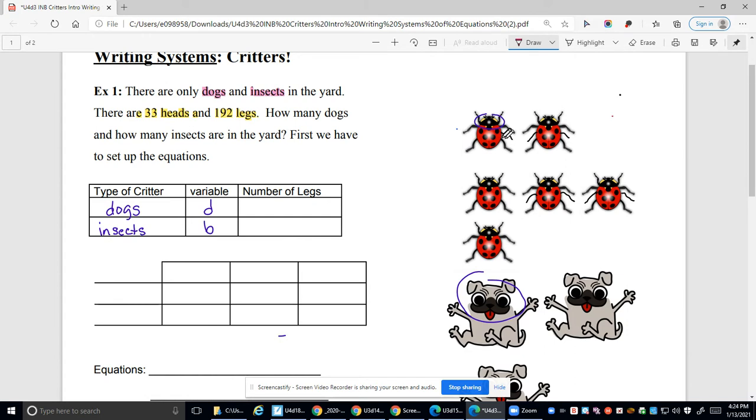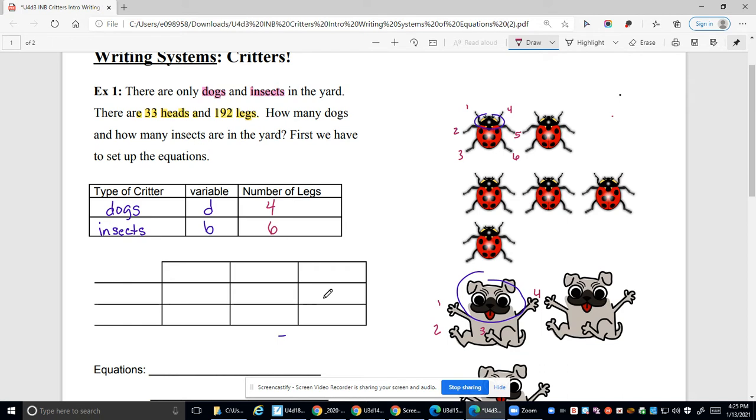But if we combine that with the knowledge that we have 1, 2, 3, 4, 5, 6 legs for every insect. So I'm going to write that down. And then I have 1, 2, 3, 4 cute little puppy paws, little legs connected to the legs for each dog. So each dog has 4 legs.